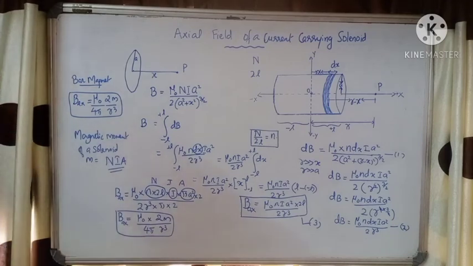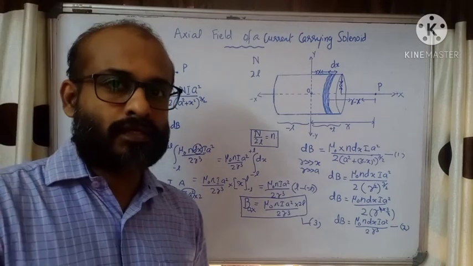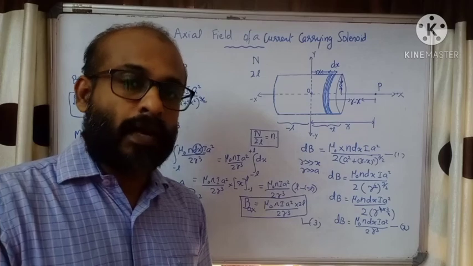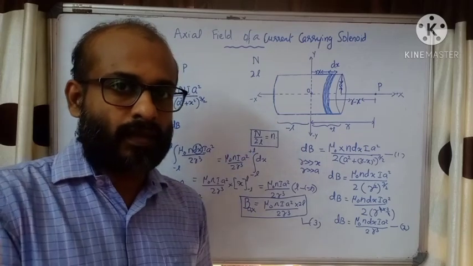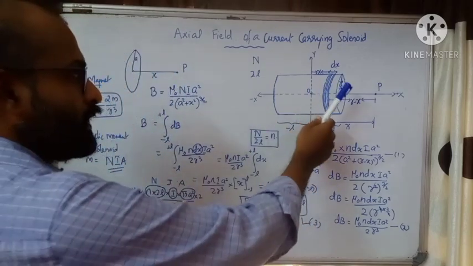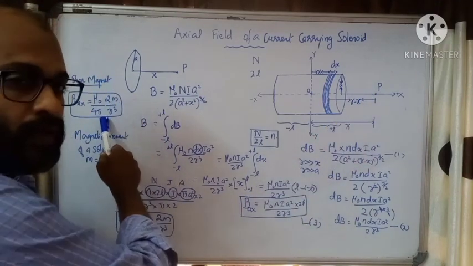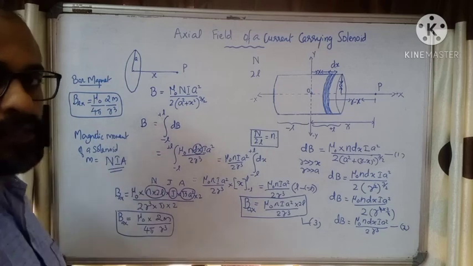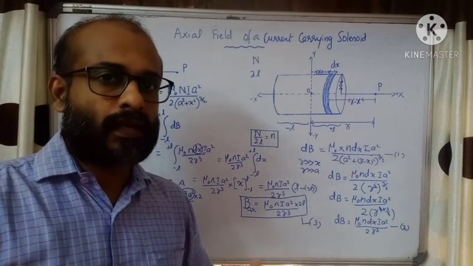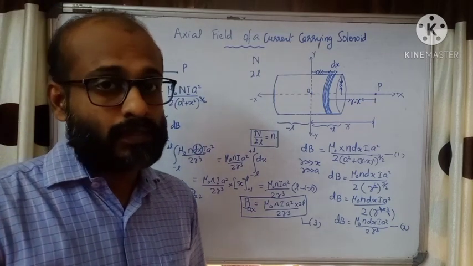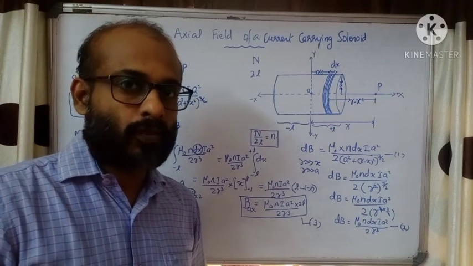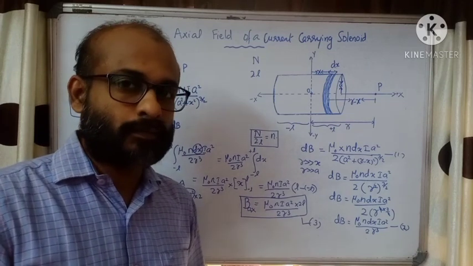Hence we can show that a current carrying solenoid is equivalent to a bar magnet. Its axial field is given by this equation, and for a bar magnet the axial field has the same equation. So we can say they are identical, and a current carrying solenoid behaves like a bar magnet. I hope that you have understood. Thank you.